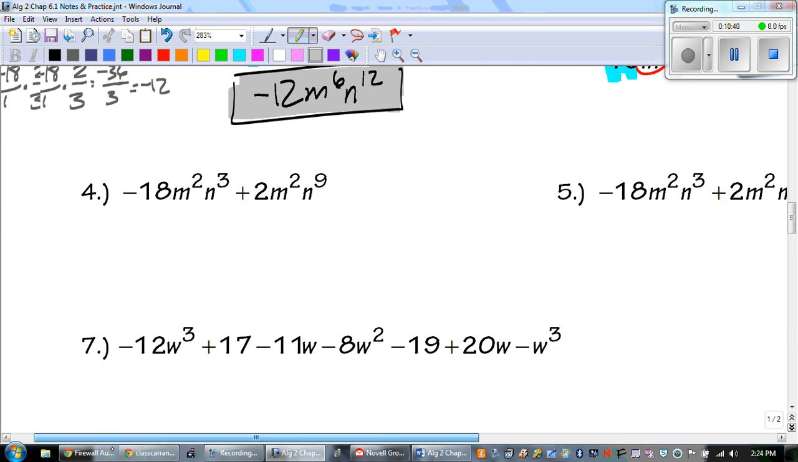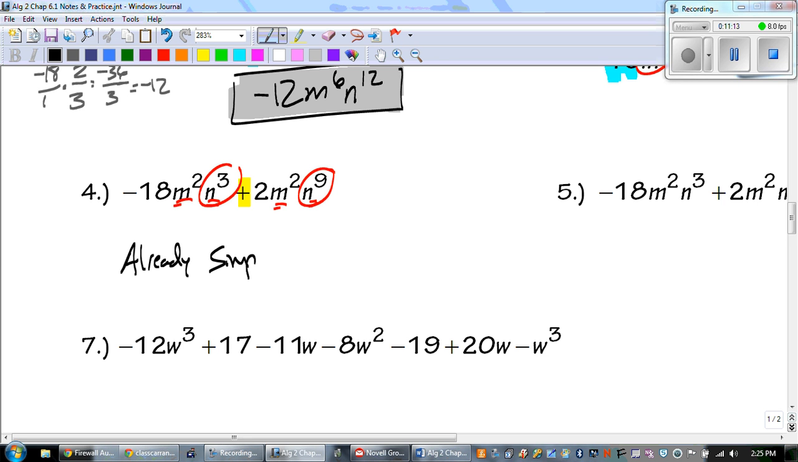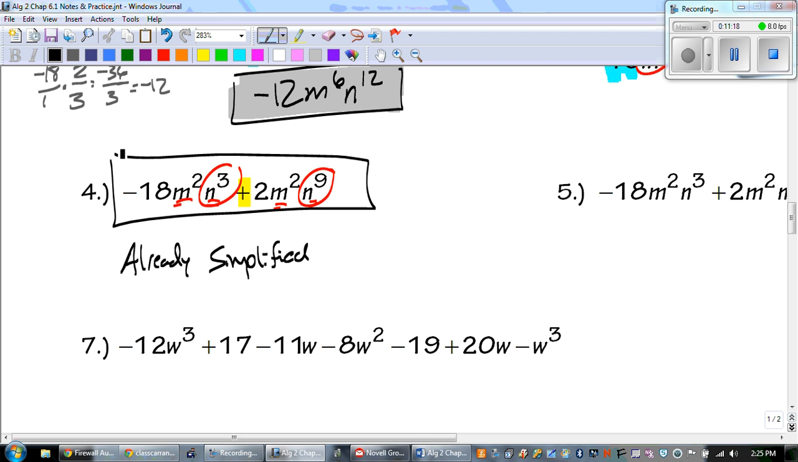All right, number 4. What operation? Yeah, addition. So with addition, we only change the coefficients, and they have to be like terms. So let's take a look. M squared, good. N cubed, oh, look at that. Yeah, those are different. We can't combine them, okay? So we would say that this one is already simplified. There's nothing we can do to it, okay?